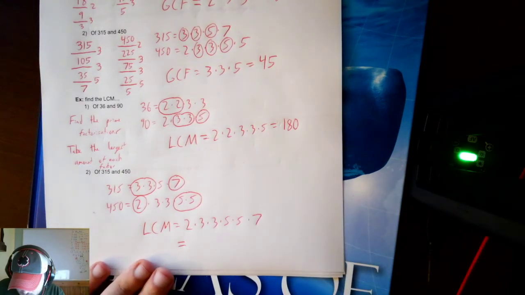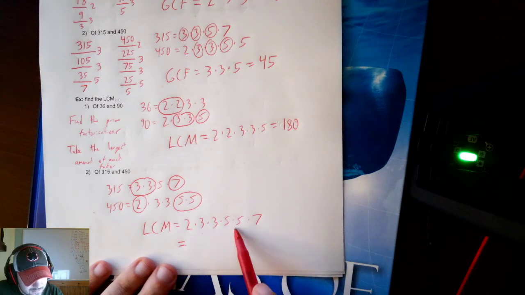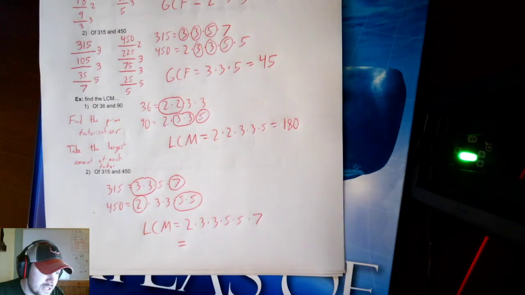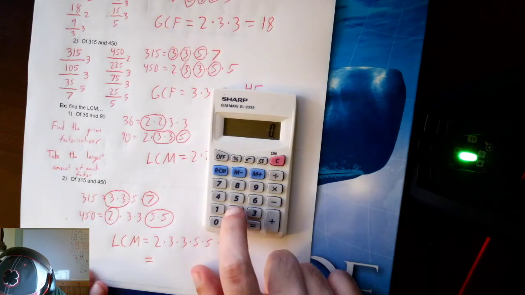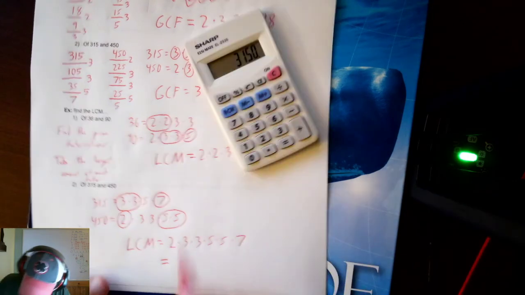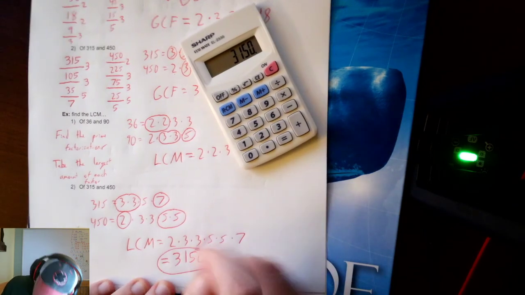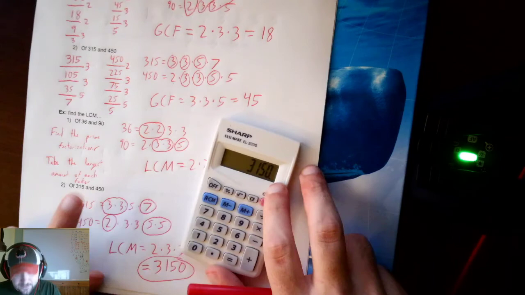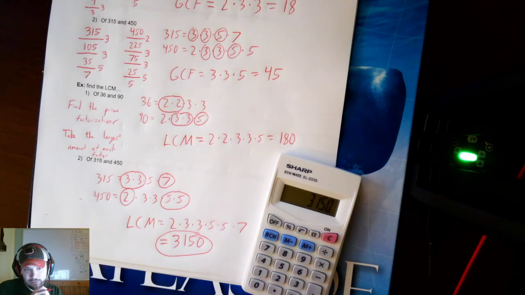Now, I need to multiply these out. 2 times 3 is 6, times 3 is 18, times 5 is 90, times 5 is 450, times 7 would be 3150. I think it's 3150. Let's double check with the calculator. 2 times 3 times 3 times 5 times 5 times 7. 3150. Always good to use technology to confirm what we thought. So 3,150 is divisible by these two numbers, and it's the smallest number that is true for.